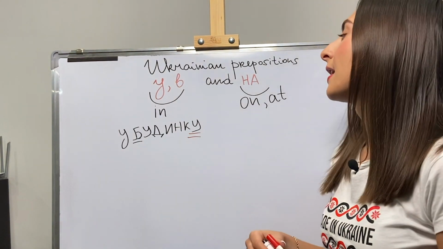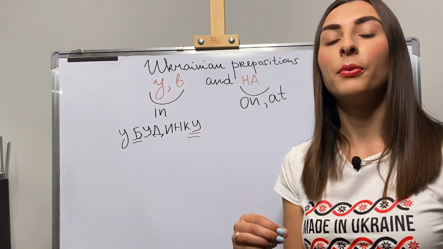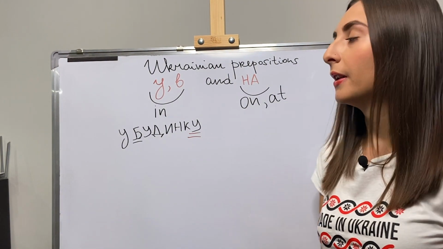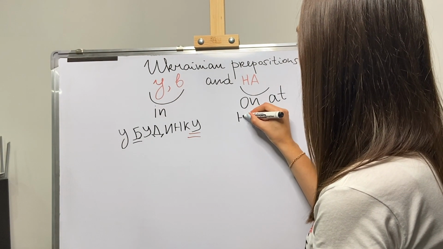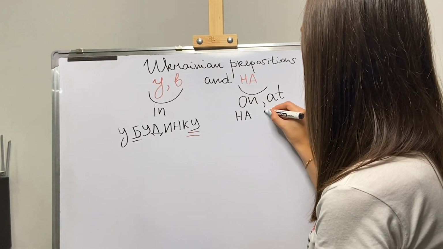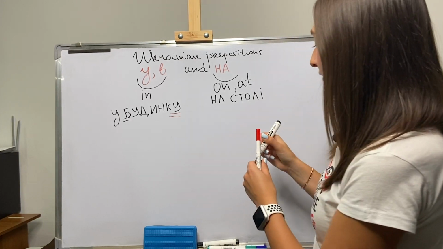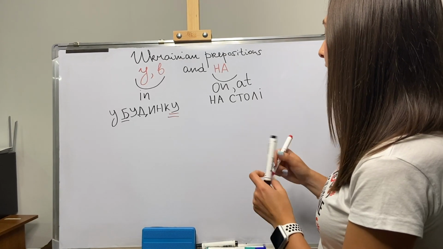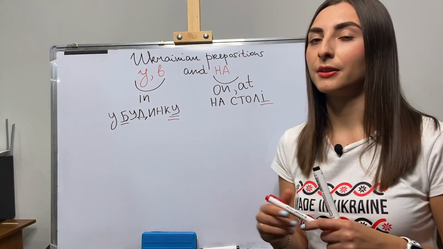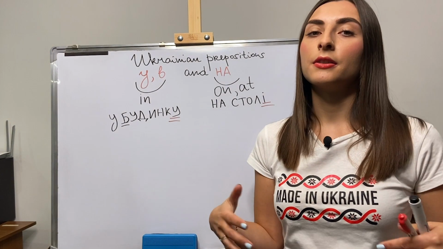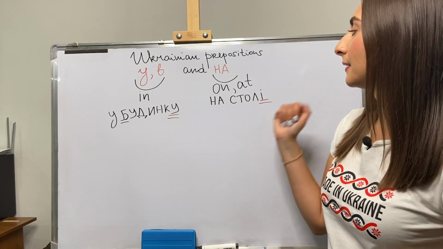У будинку, in the house. That's how we say it. And "on" is на. For example, you want to say "on the table". On the table will be на столі. Again, this is the locative case. We can see that according to this ending and according to the usage. У будинку, in the house, на столі, on the table.